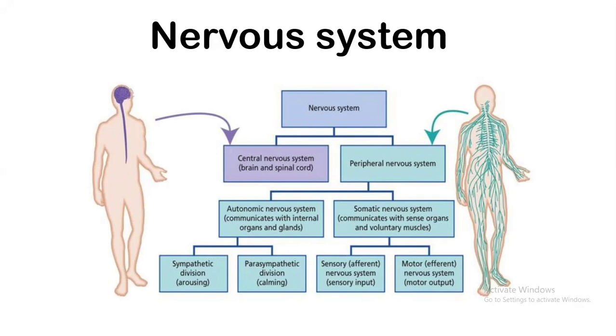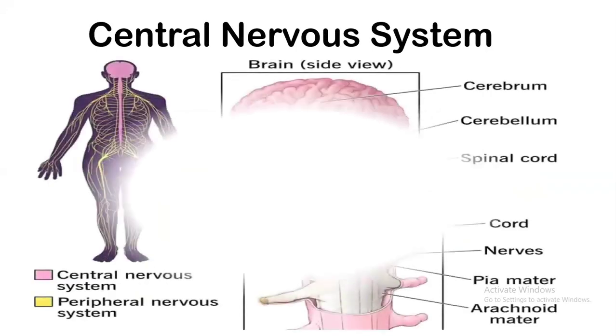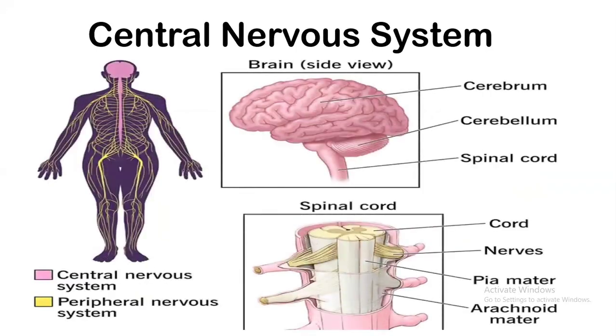The autonomic nervous system is divided into two parts: the sympathetic division and the parasympathetic division. The somatic nervous system is also divided into two parts: the sensory nervous system and the motor nervous system. Now, let's learn about the central nervous system first. It includes the brain and the spinal cord.